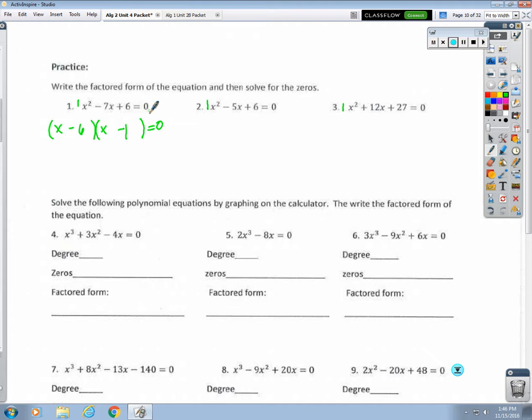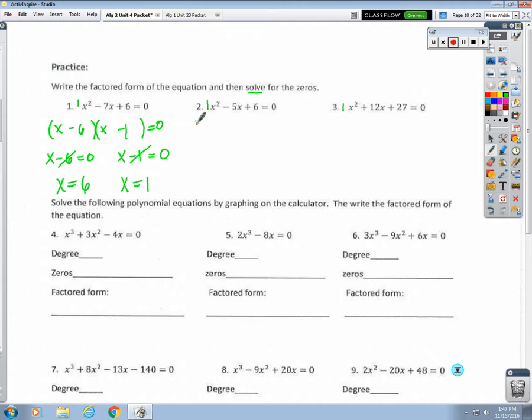Okay, but then since it's set equal to 0, they want you to also solve. All we've done is factor. To solve, you set each individual factor to 0, and then you just solve. So to solve this one for x, what do you do? Add 6 to both sides, and so adding 6 to that will give you 6, right? And to solve this one for x, what do you do to both sides? Add 1, which will give you 1. Basically, doesn't the sign just change?